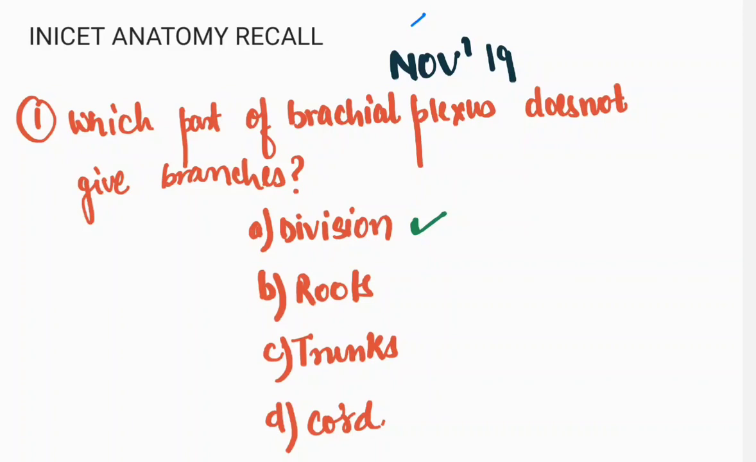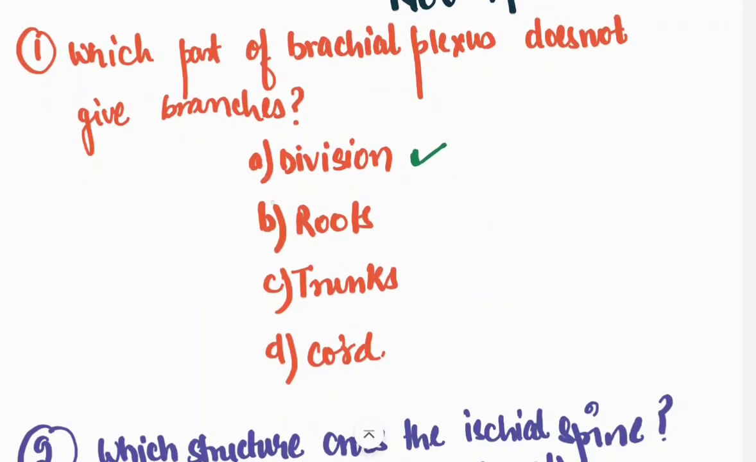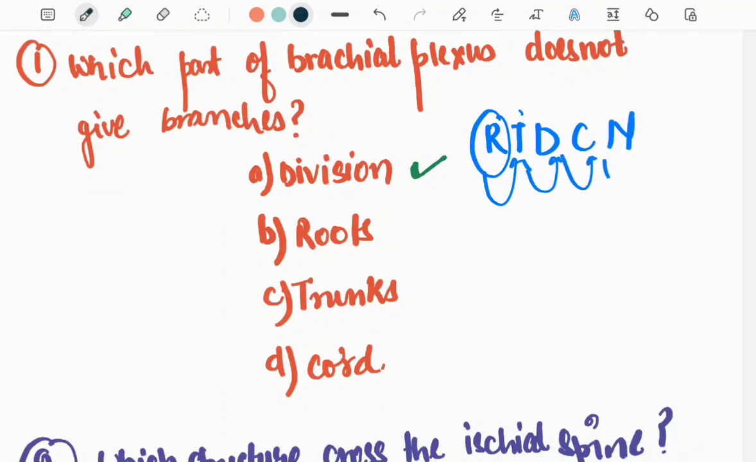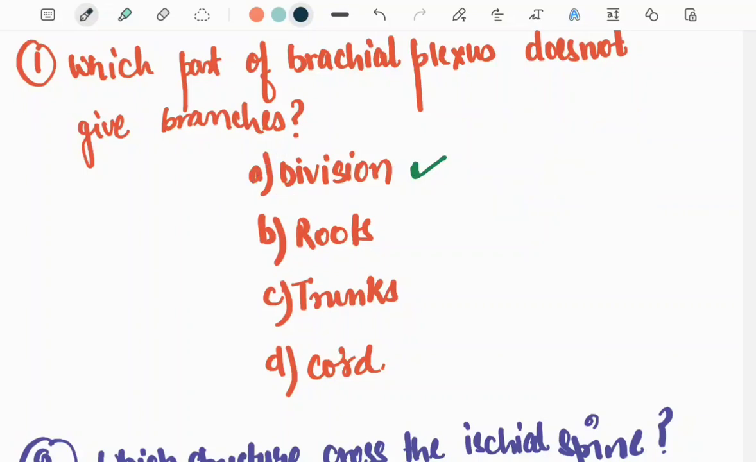So from November 2019, one of the questions was: which part of brachial plexus does not give branches? So you should learn brachial plexus by heart. The answer was division. And you can learn a mnemonic: Really Tired, Drink Coffee Now. R for roots, that will lead to trunks, then divisions, then cords, and then nerves. So division of brachial plexus does not give any branch.